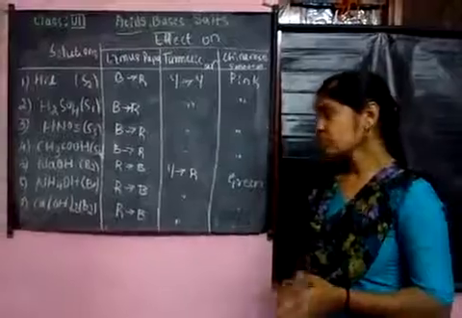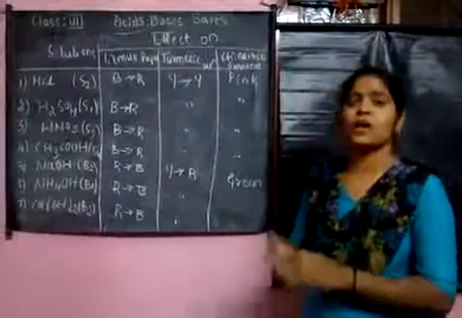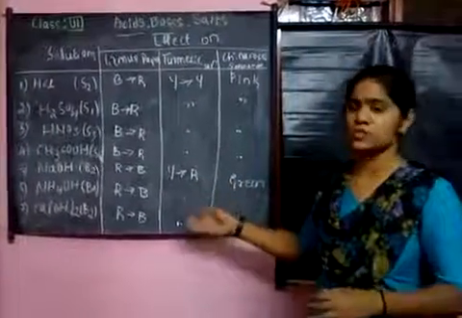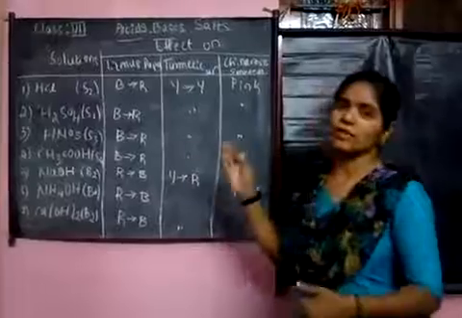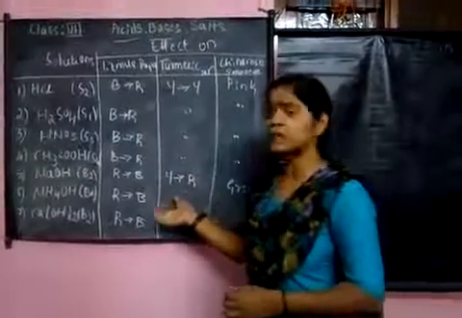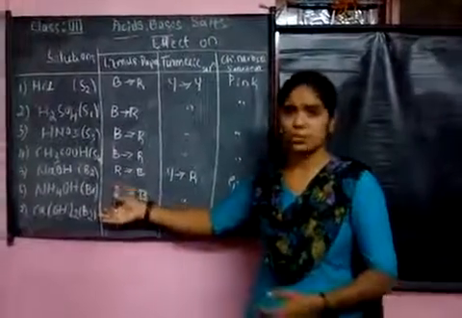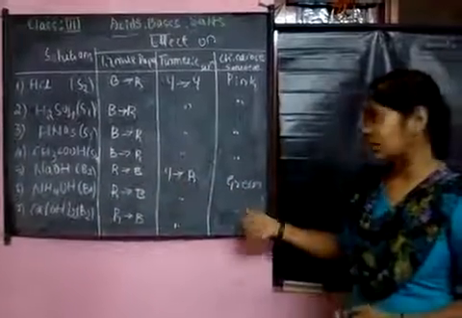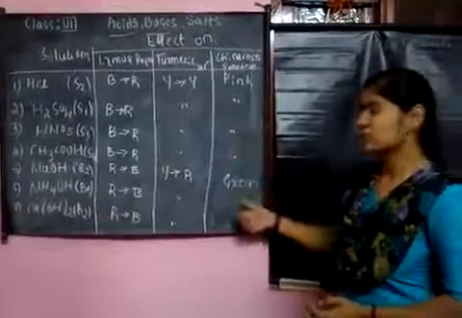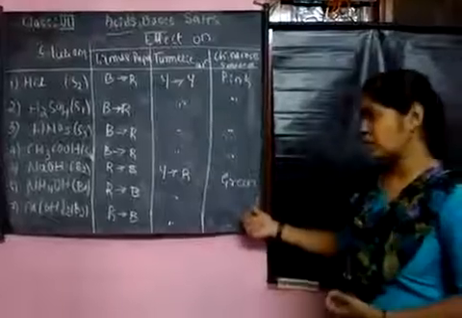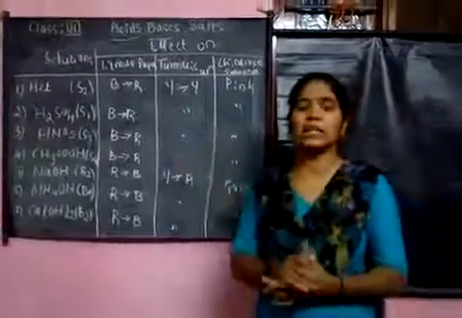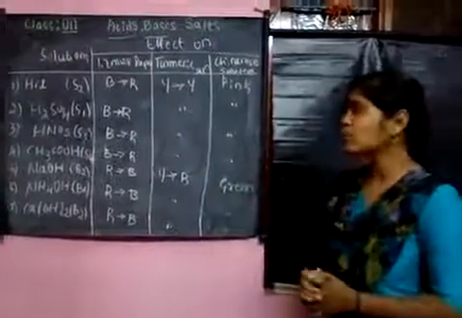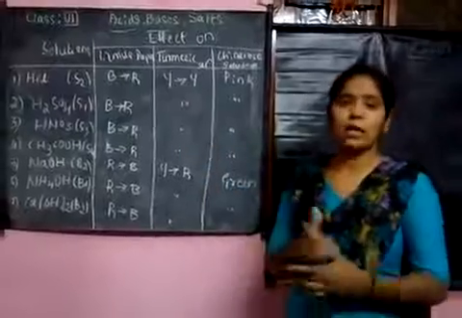Okay, if the color of the turmeric solution changes from yellow to red, then we say that the given chemical is a base, basicity. Then what happens to the China-Roche solution? The China-Roche solution turns to a green color. Okay, so this is the activity given in your textbook for considering the laboratory chemicals.